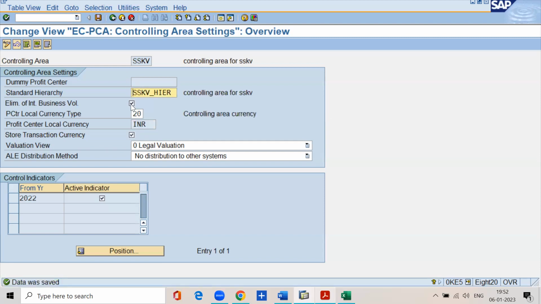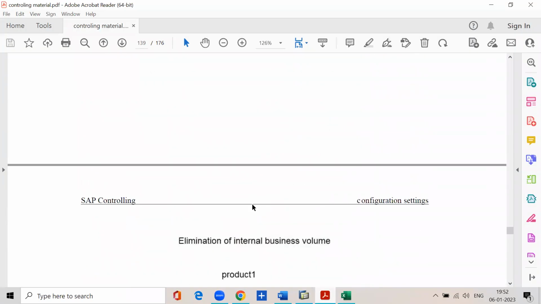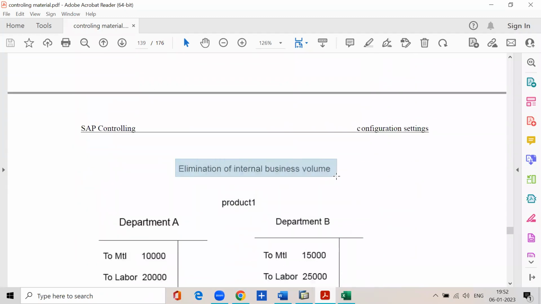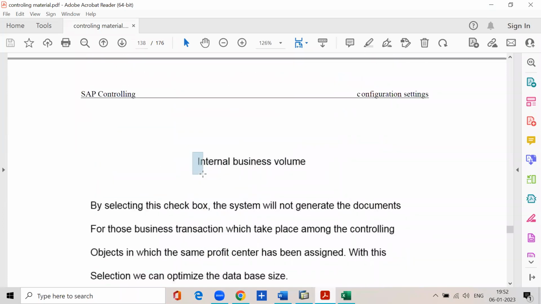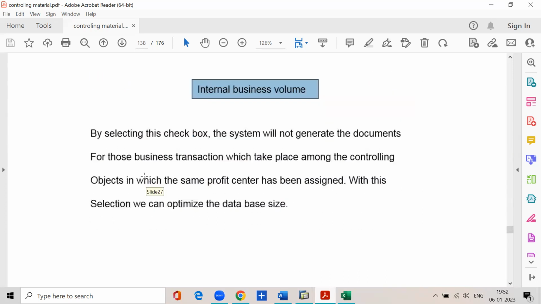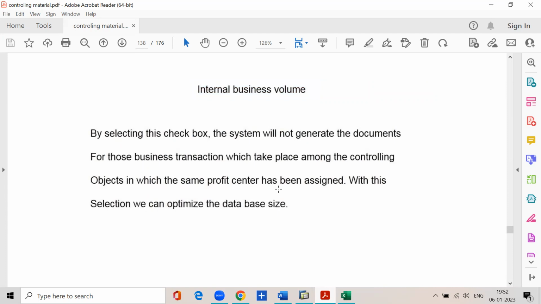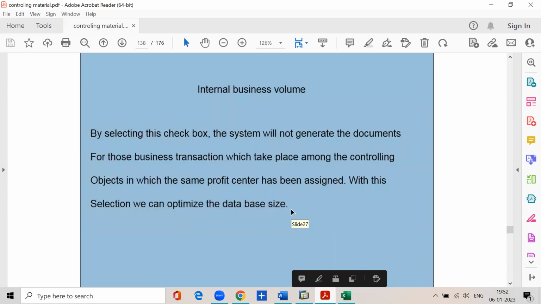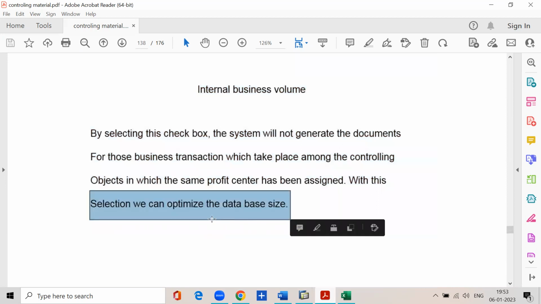Now, what is the impact of elimination of internal business volume? Listen to this point carefully. By selecting this checkbox, the system will not generate the documents for those business transactions which take place among the controlling objects in which the same profit center has been assigned. With this selection, we can optimize the database size.